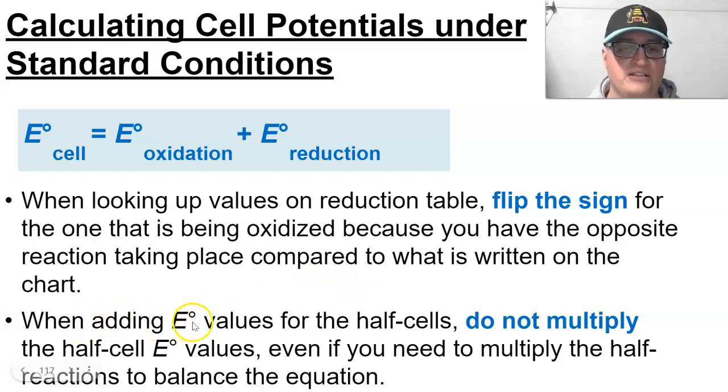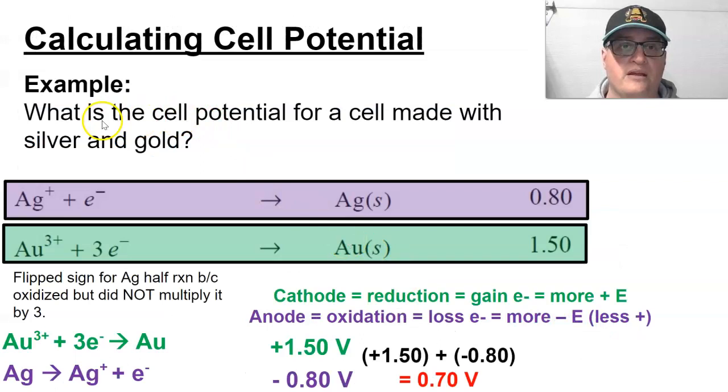When adding these energy values for the half cells, don't multiply the values, even if you need to multiply the half reactions to balance the equation. So let's take a look. What's the cell potential for a cell made with silver and gold? That's the same one we had before.